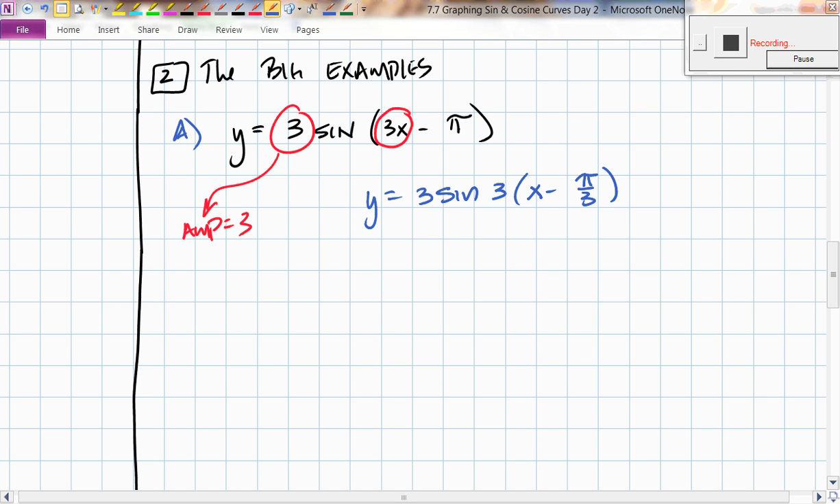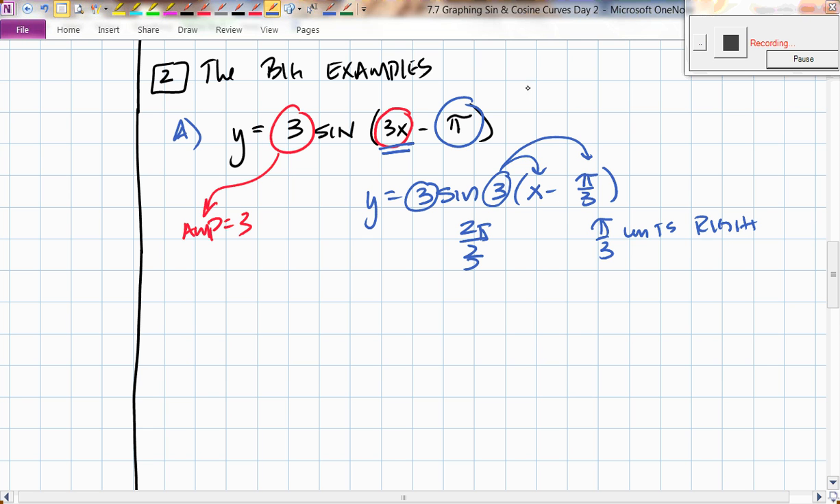Okay, what's 3 times x? 3x, that's where that is. And now I have to take 3 times something, and it has to give me back pi. So it has to be pi over 3. Now, this does a couple of things for you. It identifies the amplitude, which we already did. It tells me that the period is equal to 2 pi over 3, and that the phase shift is pi over 3 units to the right.